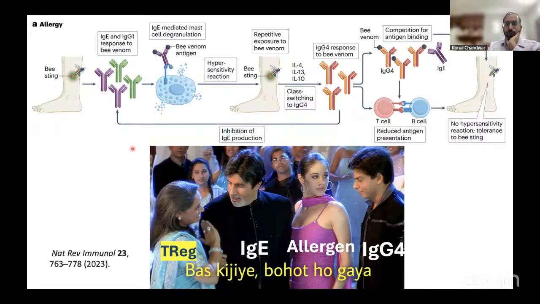If all of you have seen this beautiful movie called Kabhi Khushi Kabhi Gham, there is a song where our IgE was dancing very well with the allergen. The T regulatory cell or the B regulatory cell came and told it, bas, you have danced enough, now it is your time to go. And then the IgG4 cells come, they bring about anti-inflammation and bind to the allergen very strongly.